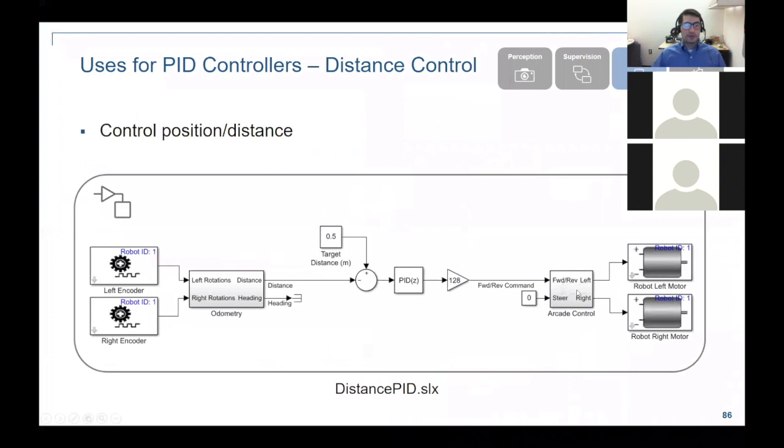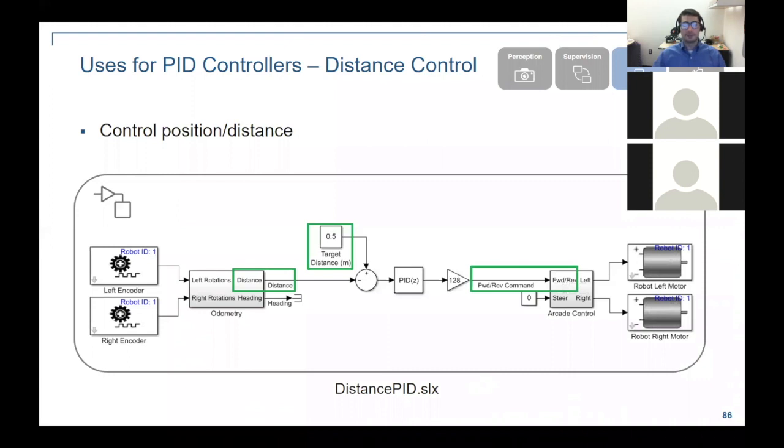So what are other uses of PID controllers? Well, in this case, since we've already derived odometry for our system, we can control position or distance directly. So you can see that in this Simulink model that's called distance PID, instead of using the encoder counts directly, we are processing them with our odometry algorithm, and we are using a PID to control the distance traveled in meters specifically.